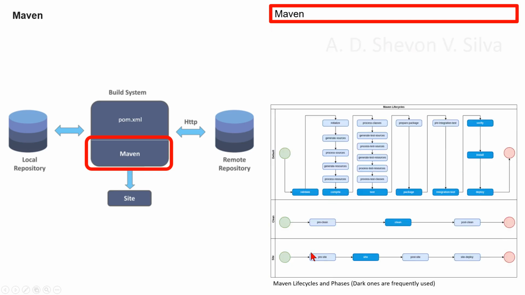Here you can see Maven life cycles and phases. Dark ones are the frequently used. Here you can see all the build phases of the default, clean, and site life cycles, which are executed in the order given up to the point of the one that is specified.